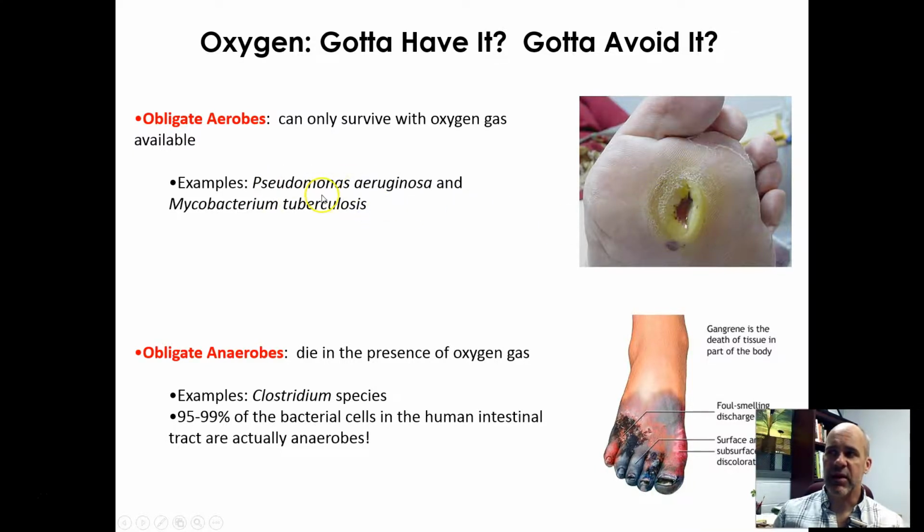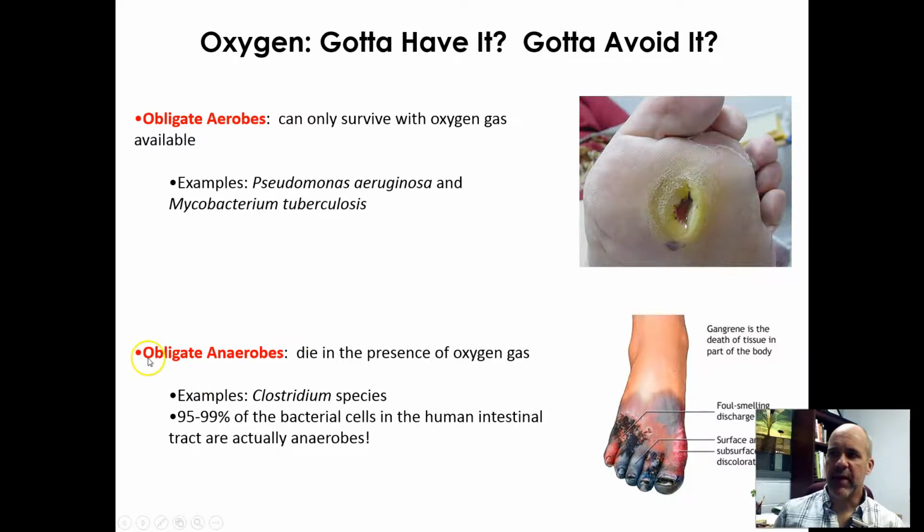We get exposed to this all the time out in the environment, but it generally doesn't cause infections in healthy people. It can cause problems for people who are diabetic and have weak immune systems, or burn victims are also very likely to wind up with Pseudomonas infections.